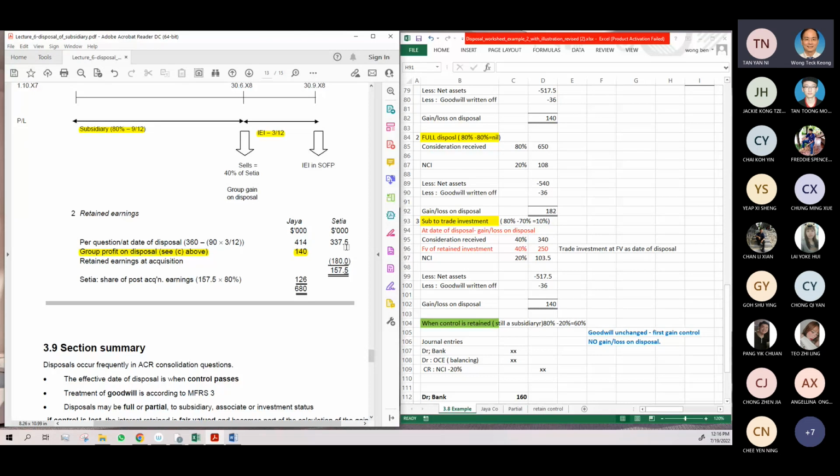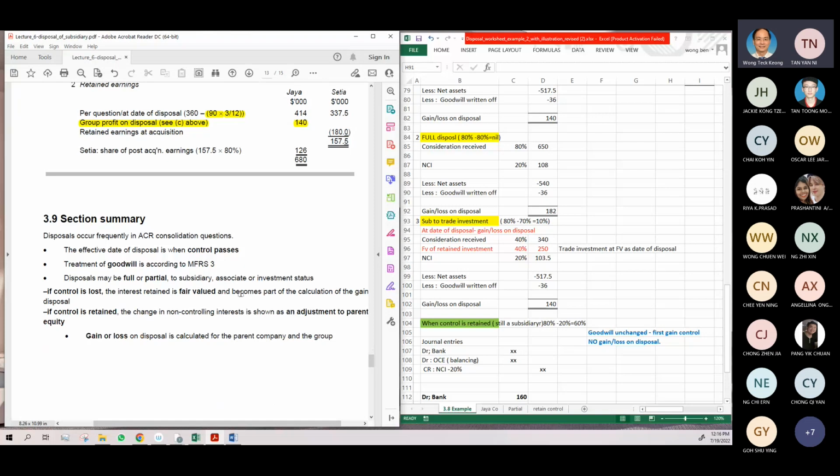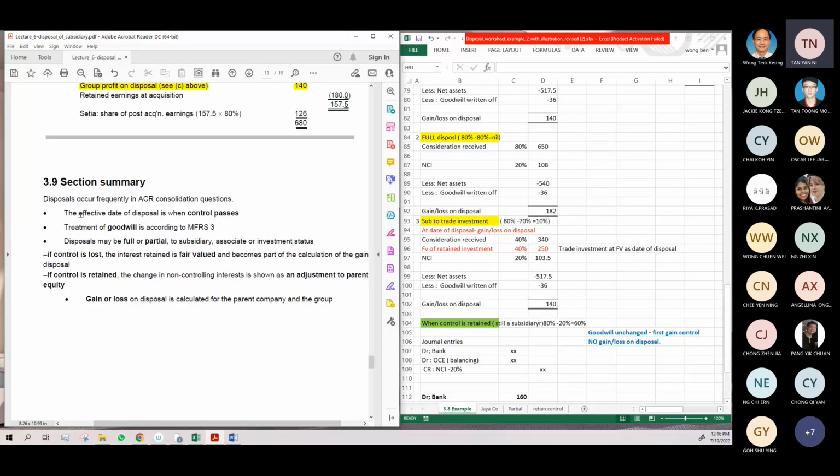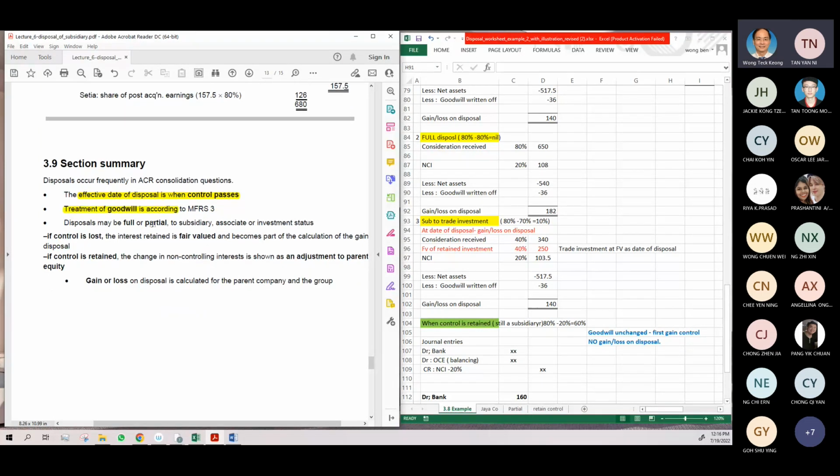So the profit have to be computed until 30th June. Okay, so minus 3 month profit here, 90,000. So this summary you must remember: you must know the effective date of disposal when control is passed. Okay, you lose control or still retain. So how you treat your goodwill. Okay, you must know what type of disposal, full or partial. Okay, become subsidiary, become associate, become investment.